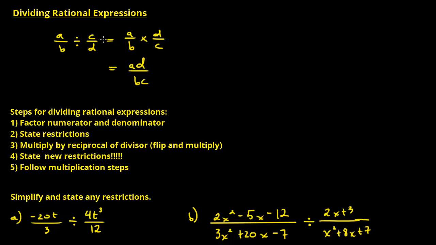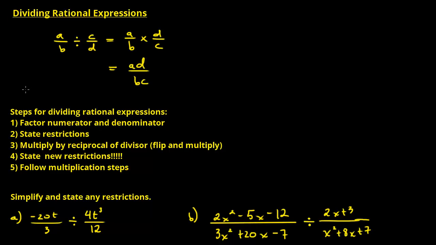And after I multiply by the reciprocal, I can just follow our standard rules for multiplying fractions, where this is going to be equivalent to the product of the numerators, which is AD, divided by the product of the denominators, which is BC. So a over b times d over c is equal to AD over BC.